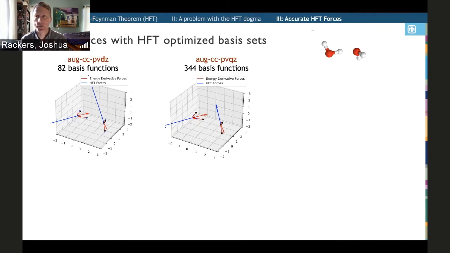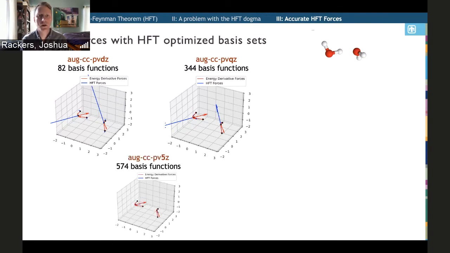Let's see what happens if we go to a very large basis set, a QZ basis set. Still, they are junk. So even when we go up to what's, by most standards, a very large basis set, we still are not close to converging to the energy derivative forces. We have to go all the way up to 5Z to get anything that's even qualitatively close to correct, where the forces are going in the correct direction.